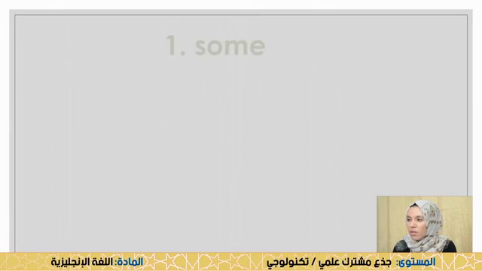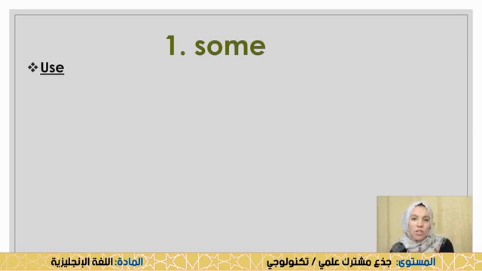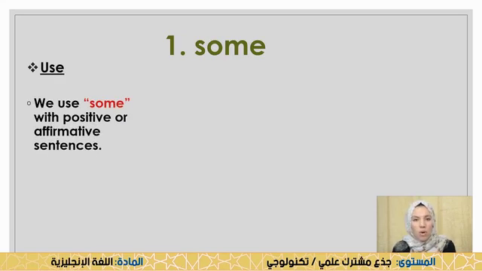Let's start with the first word, which is some. Now, question is, when do we use some? Now that I have understood the meaning of some, when do I get to use it? Number one, we use some with positive or affirmative sentences.